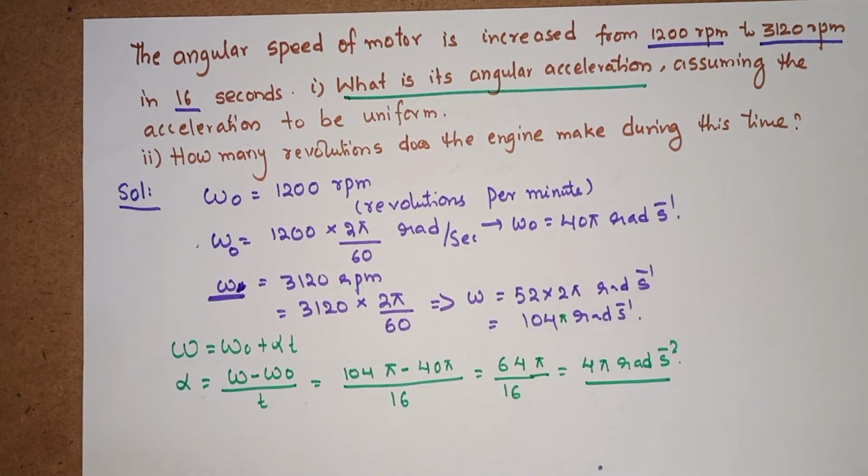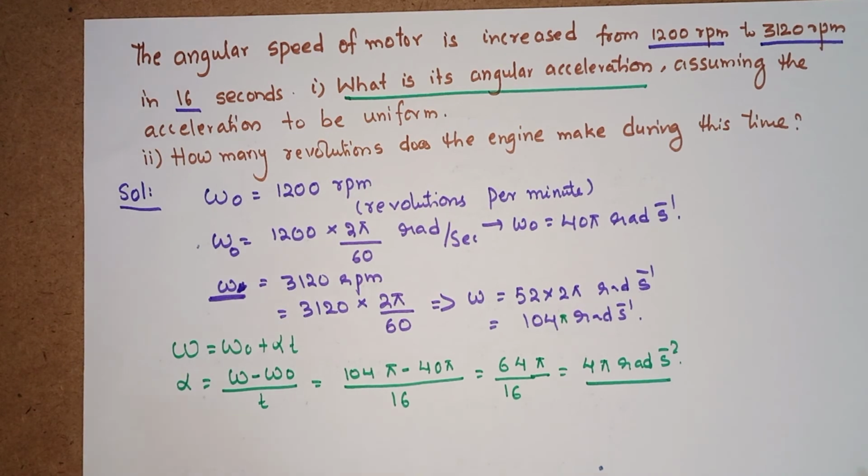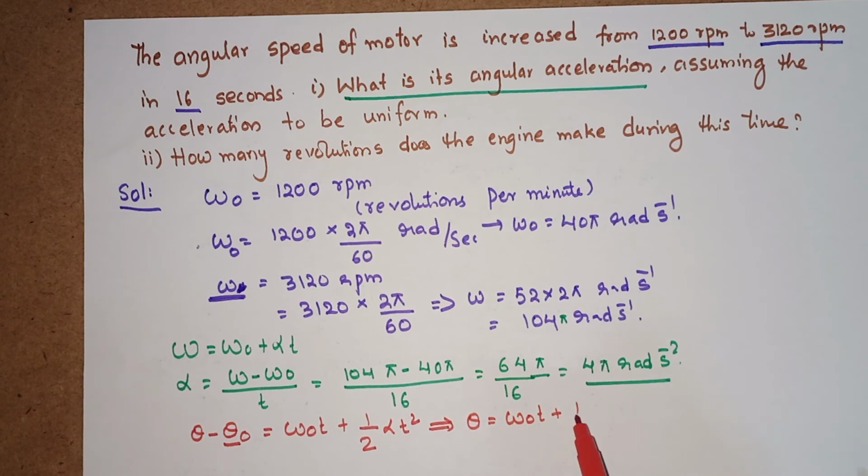Next, how many rotations are completed during this time? Theta minus theta naught is equal to omega naught t plus half alpha t square. Now theta naught is not given, so it is 0. Theta is equal to omega naught t plus half alpha t square. So this is a simple formula. We apply the values and we will get it.